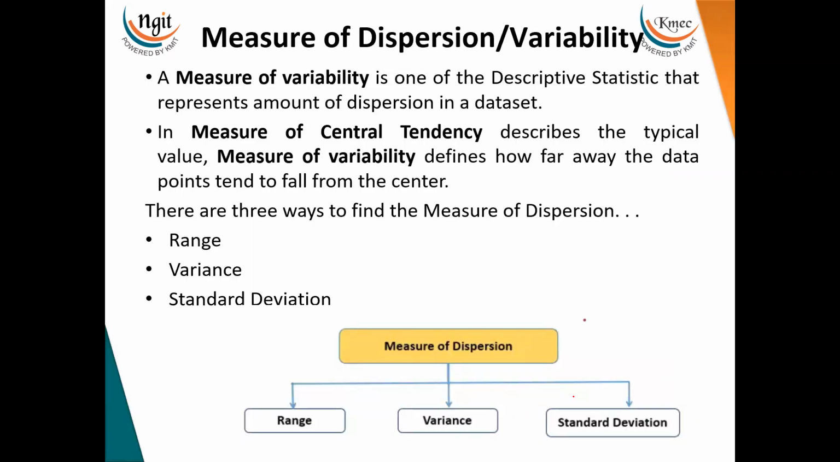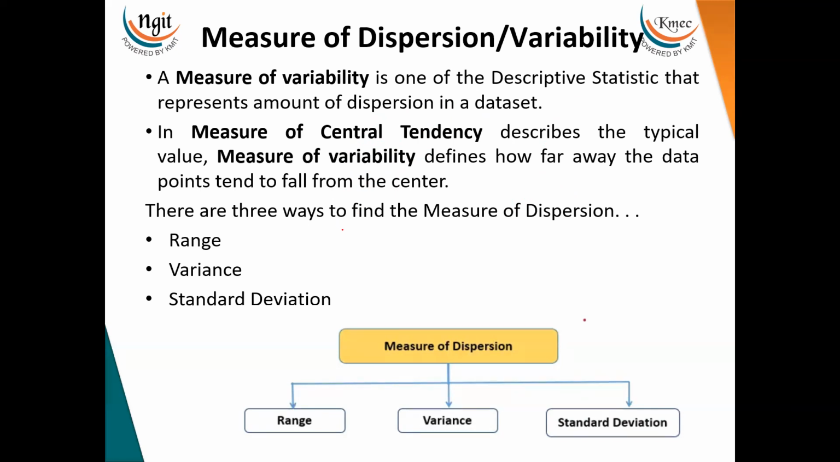Coming to the measure of dispersion or variability. A measure of variability is one of the descriptive statistics that represents the amount of dispersion in a data set. In the last session, we discussed measures of central tendency, where we calculate the mean, median, and mode, which describe the typical value, whereas the measure of variability defines how far the data points tend to fall from the center.